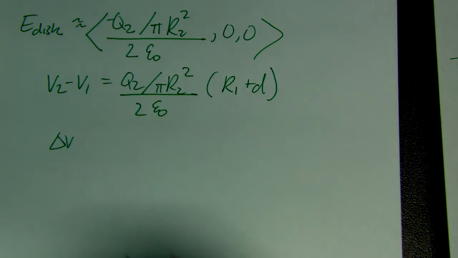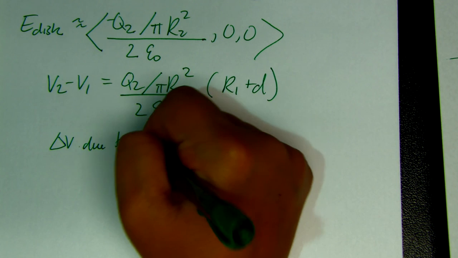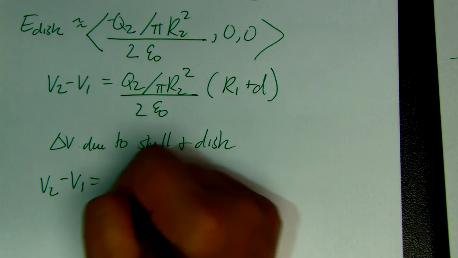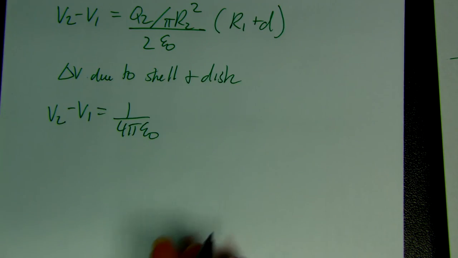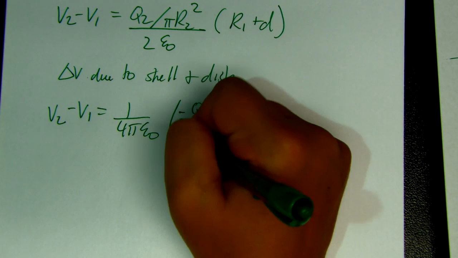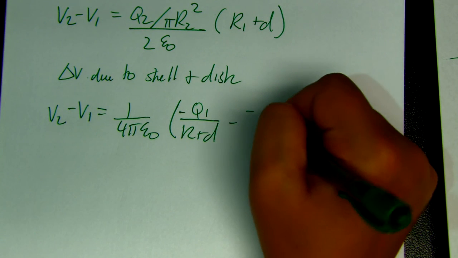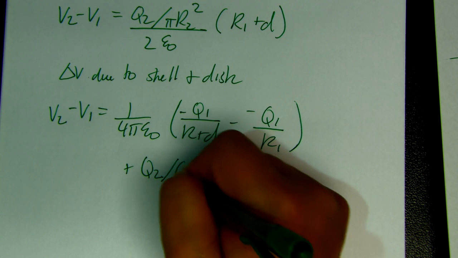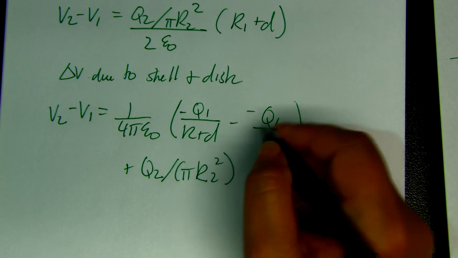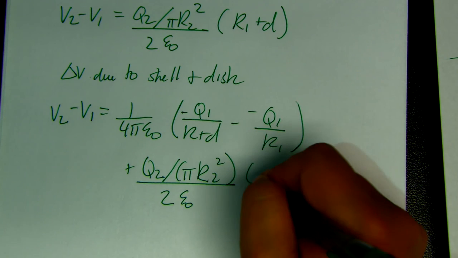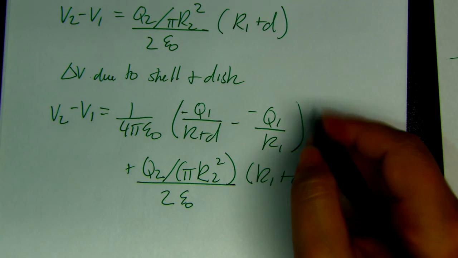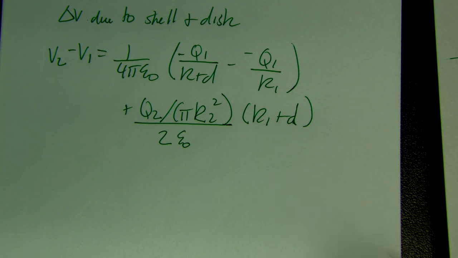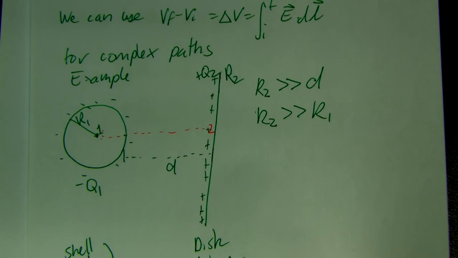And delta V due to shell and disk: V2 minus V1 is equal to 1 over 4 pi epsilon naught times minus Q1 over R plus D minus Q1 over R1, plus Q2 over pi R2 squared over 2 epsilon naught times R1 plus D. So as we move towards the disk, the potential increases, moving opposite to the field, exactly like we would expect.